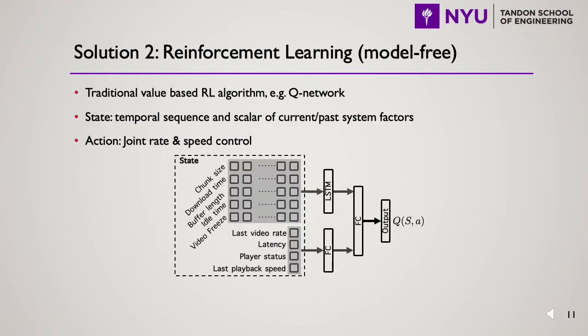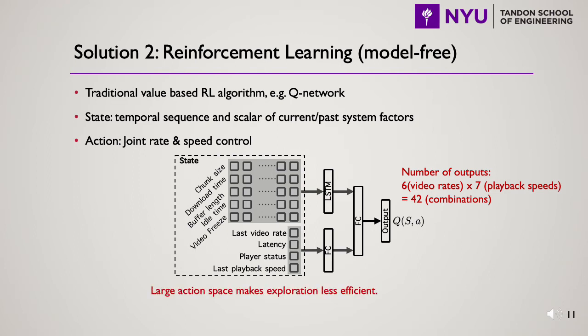The second solution we propose is a model-free solution based on reinforcement learning. The figure shows a structure of a queue network where the input is a system state, including both temporal sequences and scalar values. The output is our control action of both video rate and playback speed. If we have 6 available video rates and 7 levels of playback speeds to choose from, then there will be 42 combinations in total, which makes the action space large and less efficient to explore.